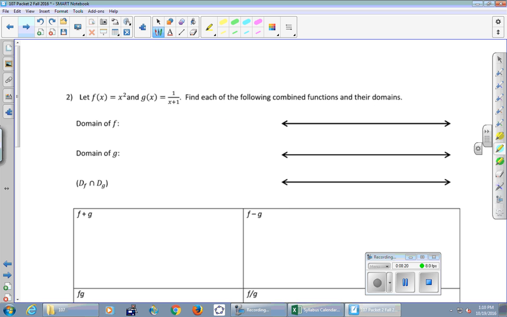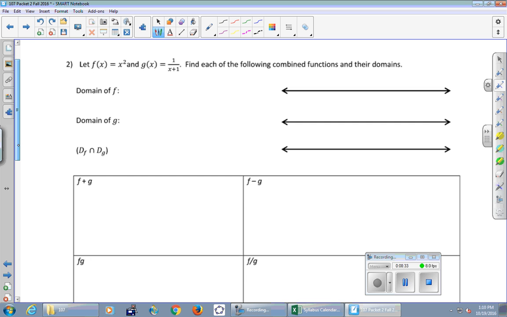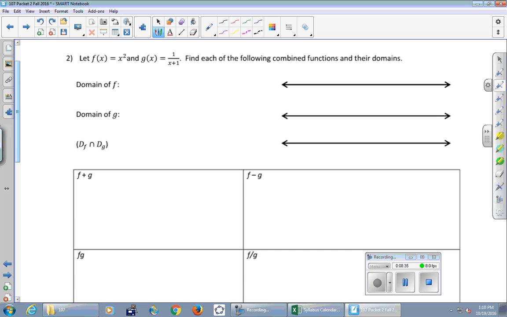f of x equals x squared, and g of x equals 1 over x plus 1. We're going to find each of the following combined functions and their domains. Let's give this a shot. Okay, I'm going to skip the number line part and just jump into the table. f plus g, that says you take your two functions and you add them together. I'm actually going to add a little bit of symbols here. These are the brand new symbols we just saw on the previous page.